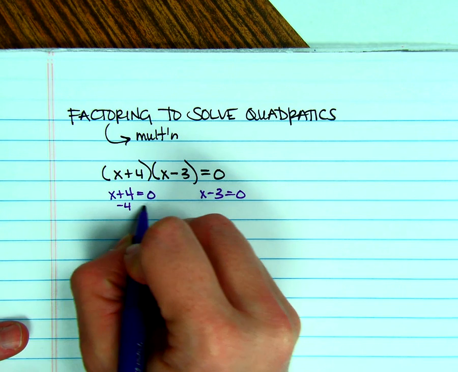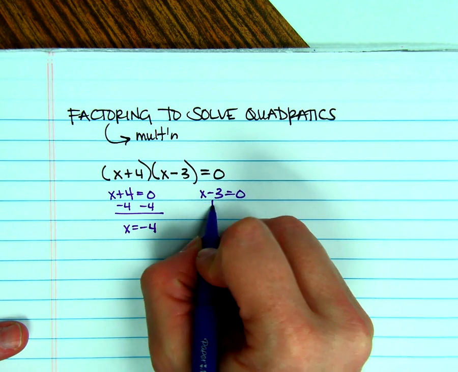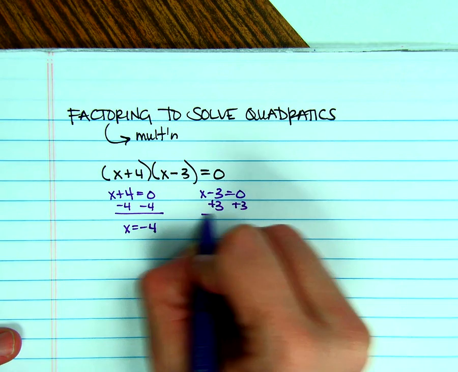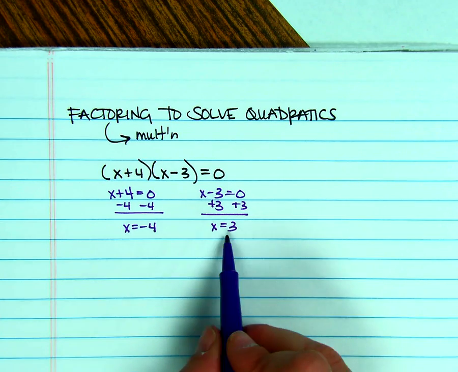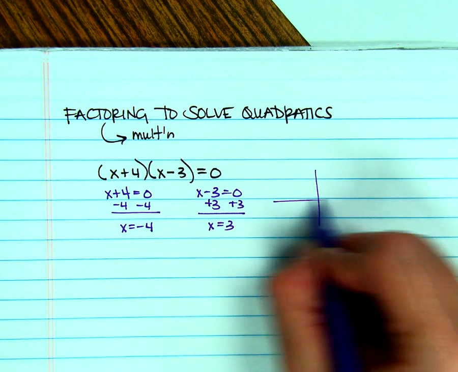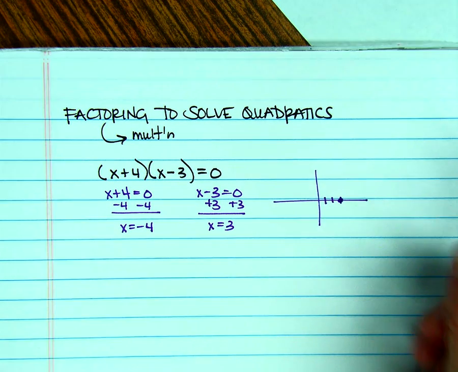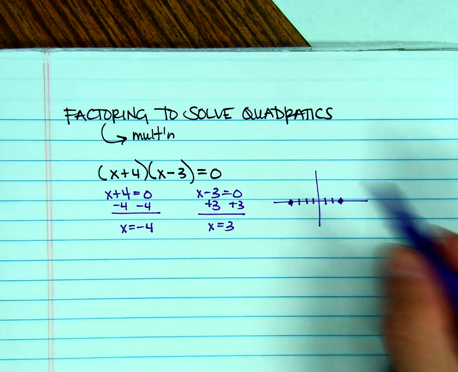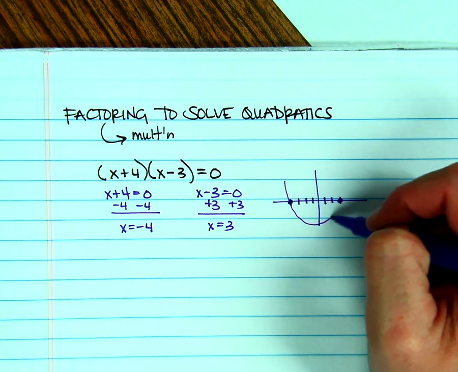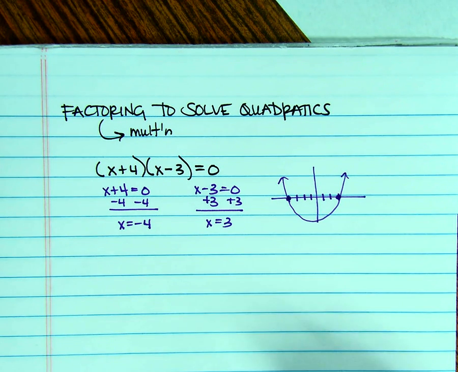So if I subtract 4 on both sides, I have x equals negative 4. Add 3 to both sides, I have x equals 3. So that means that my parabola will intersect the x-axis at 3 and at negative 4. And it's going to be opening up. Okay? It's already factored.